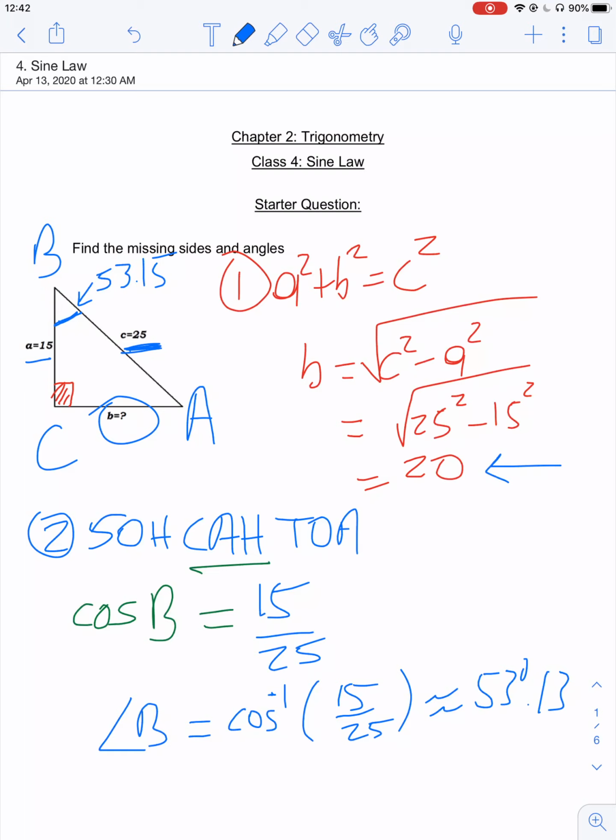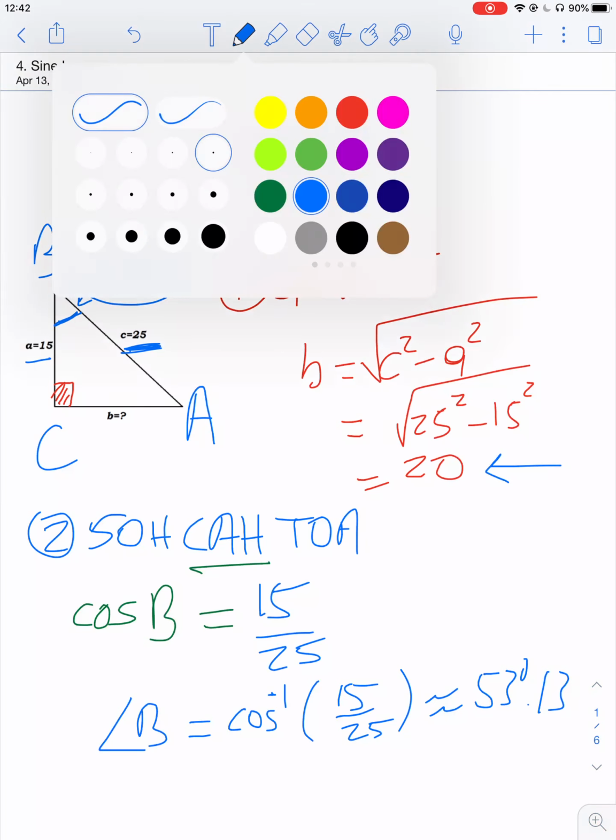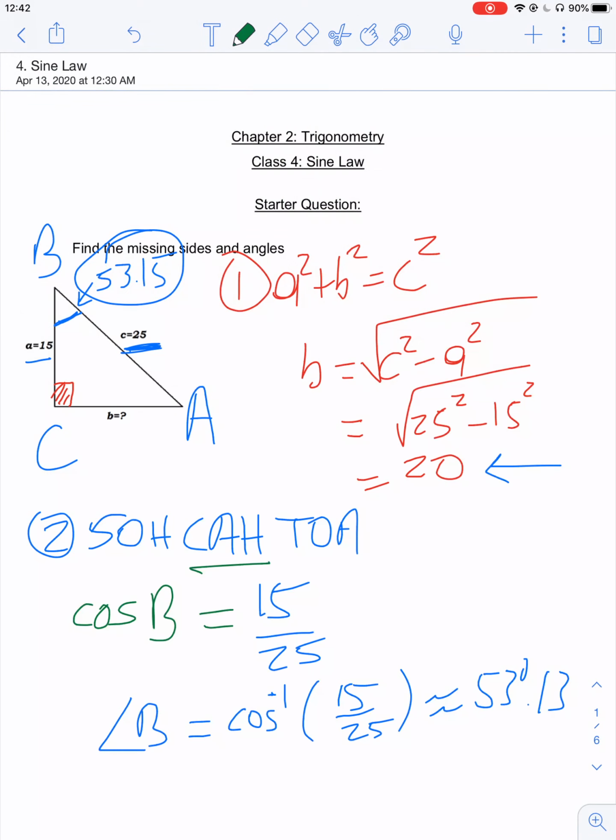Now, SOHCAHTOA works if you have an angle and one side of the triangle. In this case, it's obviously going to work because we have two sides, but even if we only had one side and an angle, SOHCAHTOA would work. So what am I interested in? I am interested in figuring out what this side is. Let me use a different color for this, so let's go with green.